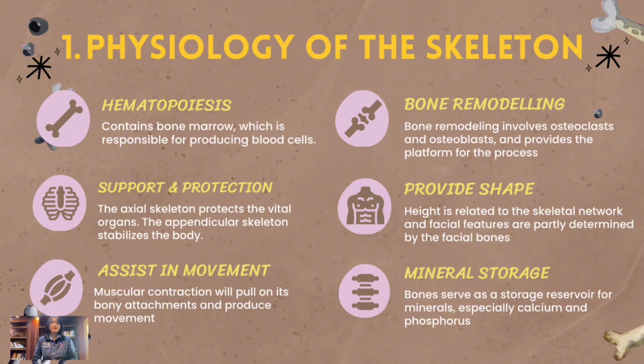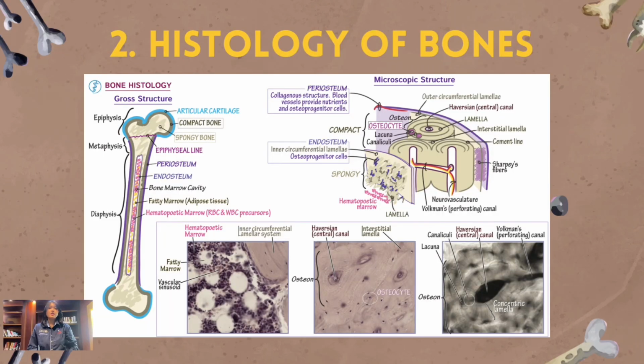It also assists in movements, as when muscle contracts, it pulls on the bony attachment and thus produces movement. The bones also play a role in the bone remodeling process, as it involves osteoclasts and osteoblasts and the bones provide the platform for the process itself. The bones also provide shape, as we know that height is actually related to the skeletal network of each person's body, and facial features are partly determined by the facial bones of a person. It also plays a role as mineral storage, as bone serves as a storage reservoir for minerals, especially calcium and phosphorus.